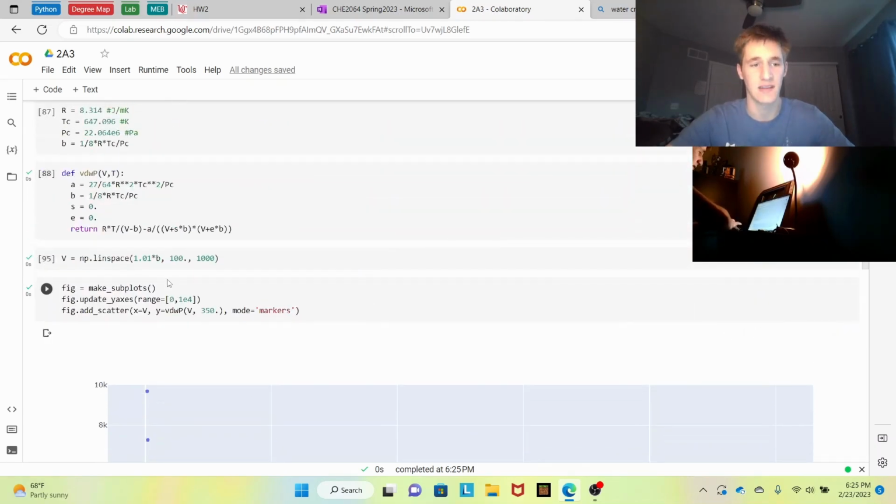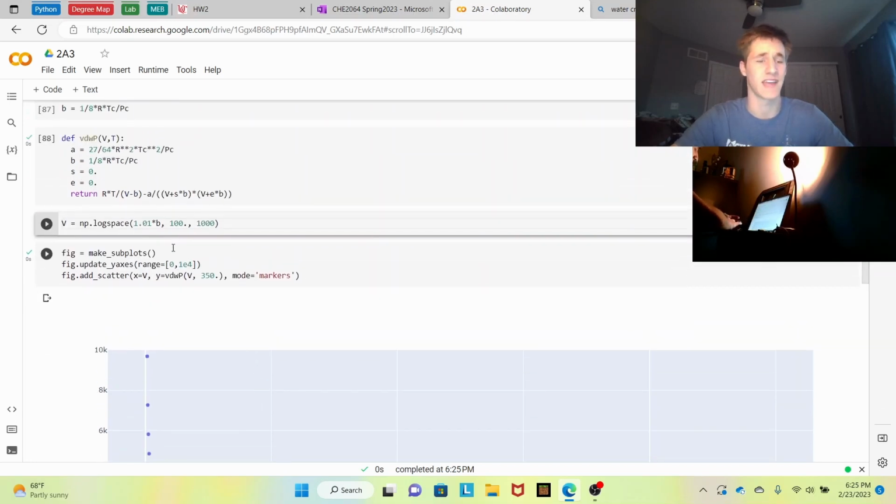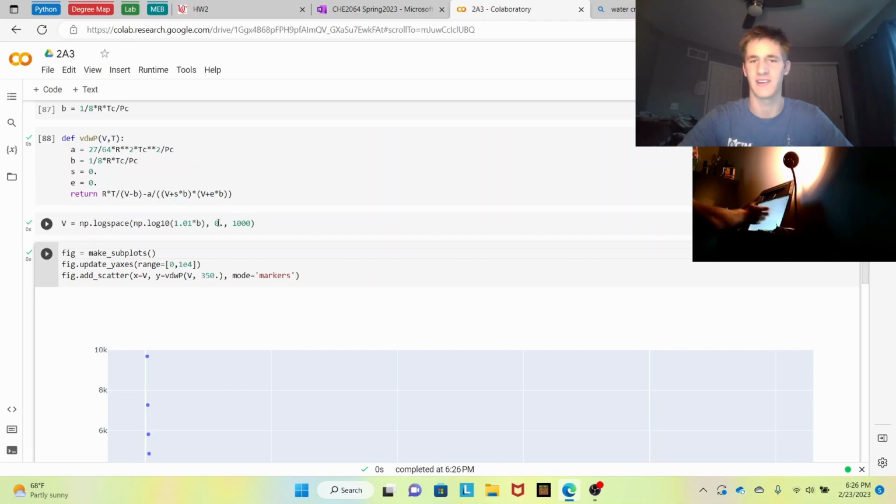And we can see this is very logarithmic. So the way we can fix that is by creating a logarithmic scale, a logarithmic x-axis, that is. So we'll use np.logspace, right? And we'll take the log base 10 of 1.01 times b. And we don't want to use 100 anymore, right? Because 10 to the 100th power is a very large number. We don't want to go that far. We will go with 0, so up to 1 essentially, because 10 to the 0th power is 1.